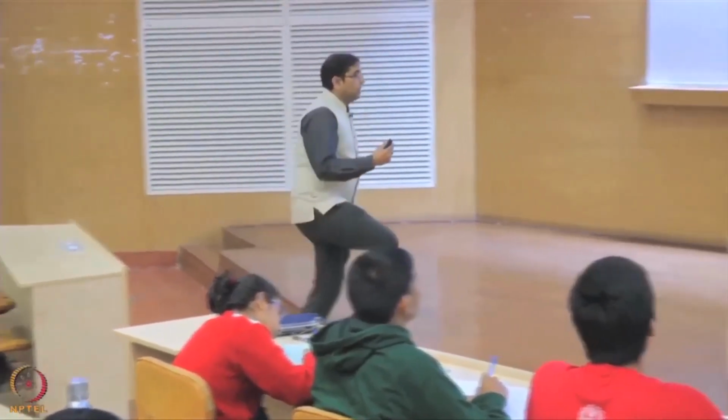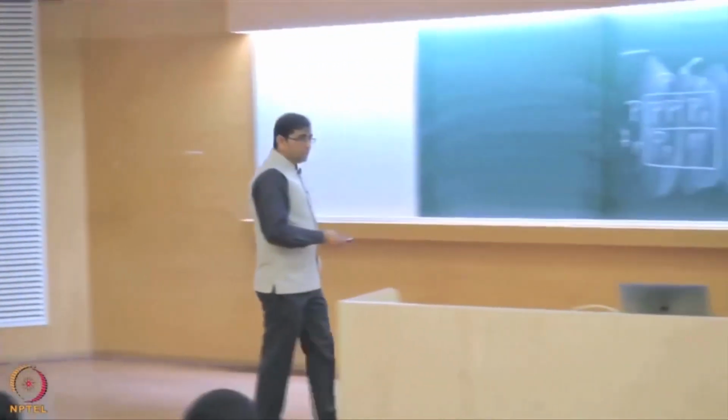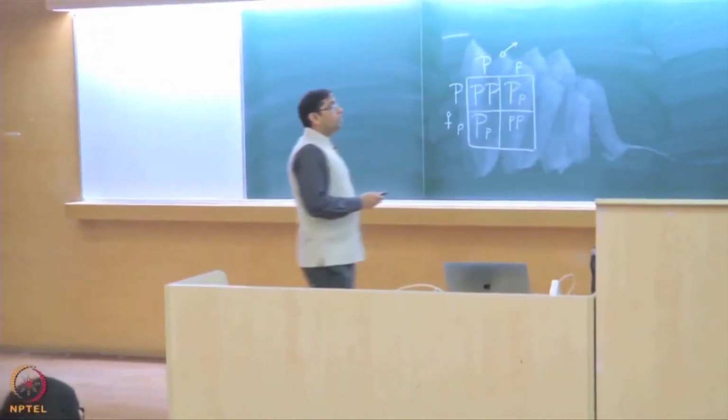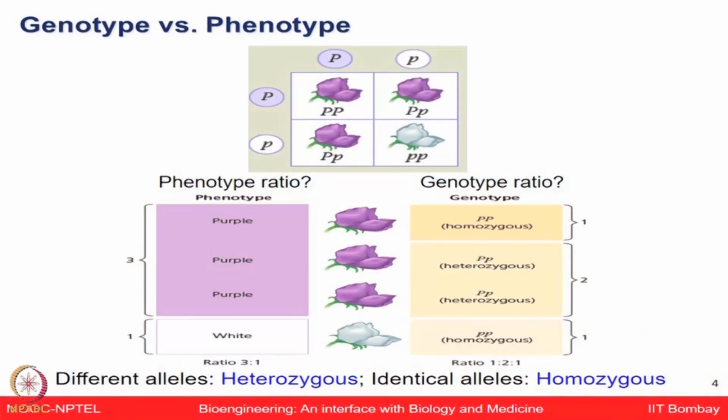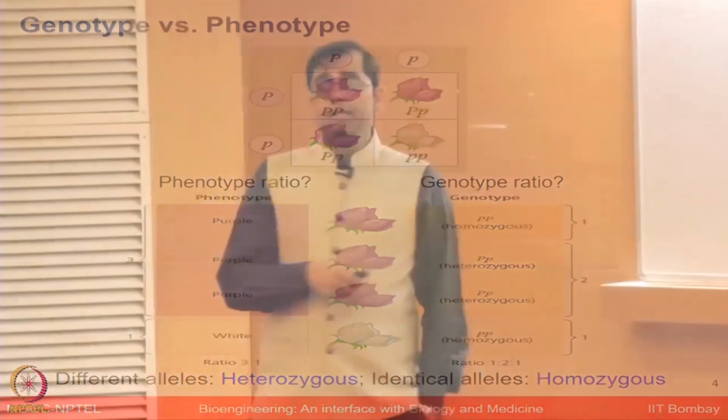So this is how I think it's a good idea for us to learn the terminologies, and this is what Mendel was looking at. But before I come to Mendel's experiment, I thought to make you familiar with these properties and terminologies. So in this case, we got 3 purple and 1 white. The ratio was 3:1, which is the phenotypic ratio, and we have 1:2:1, which is the genotypic ratio.